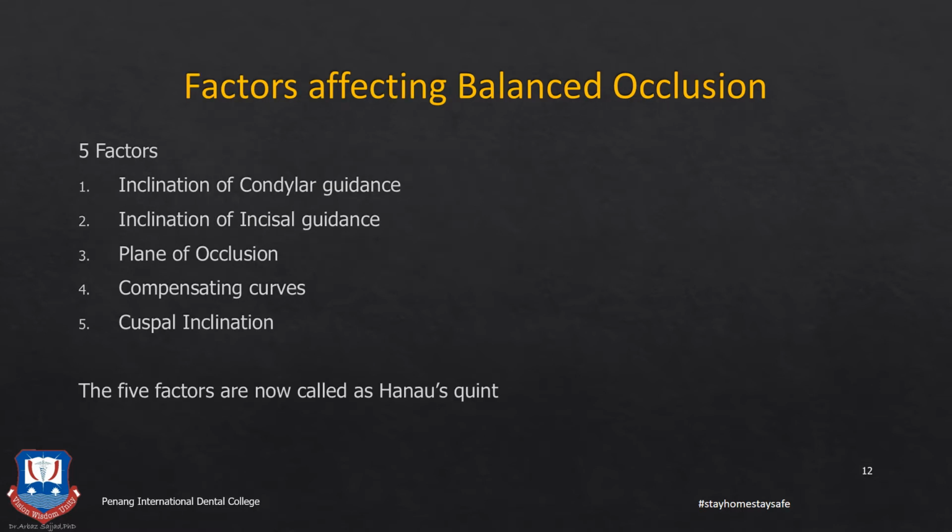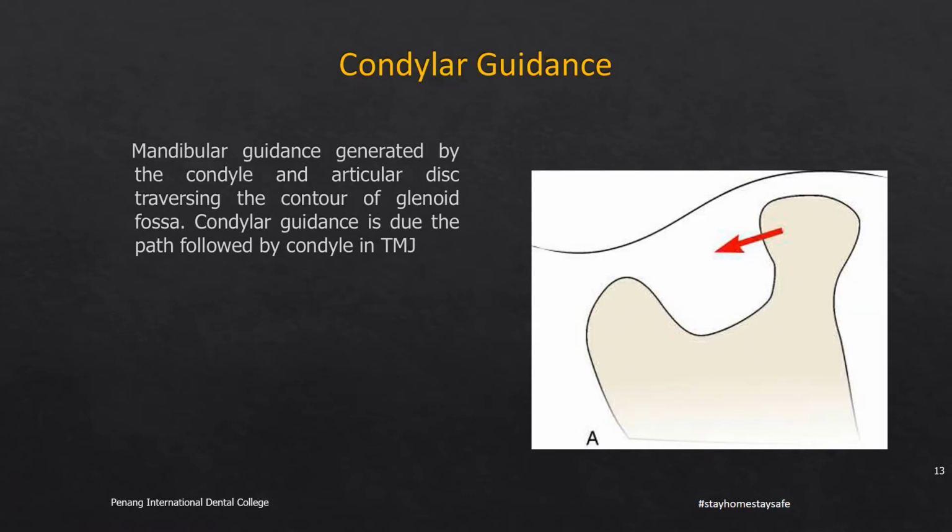Now coming to the factors that affect the balanced occlusion, there are five factors, namely the condylar guidance, the incisal guidance, the occlusal plane, the compensating curves, and the cuspal inclination. These five factors were originally described by Hanau as Hanau's Quint. Now coming to condylar guidance.